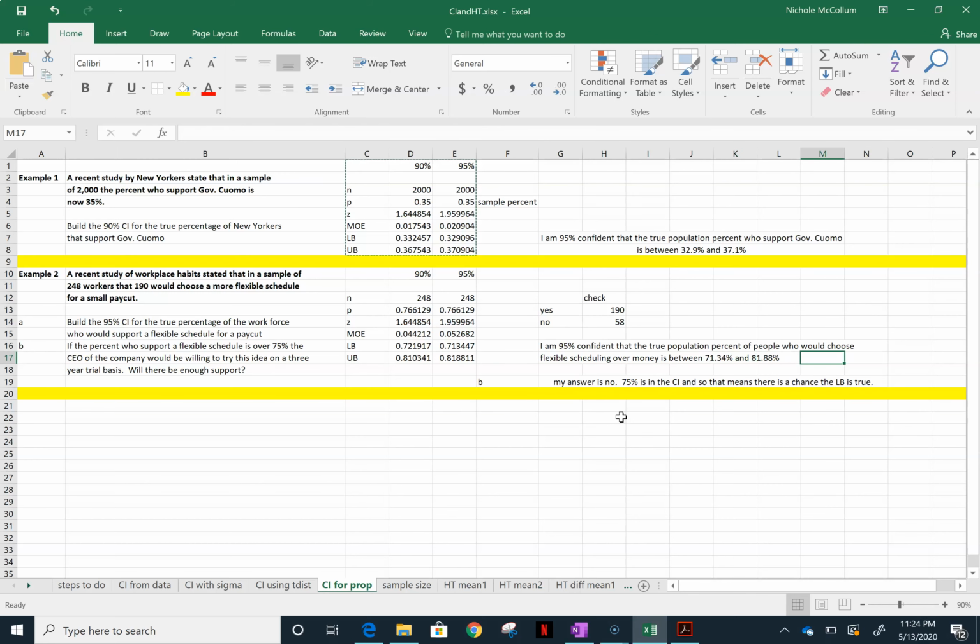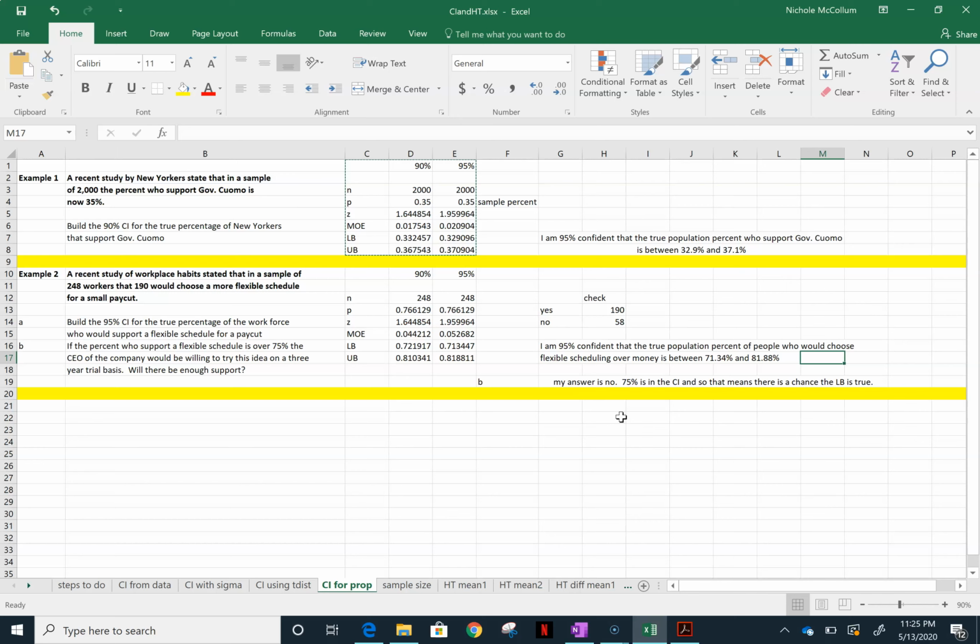71 to 88 is really somewhere between those numbers with 95% confidence. Somewhere between those two numbers is the true percent. If I surveyed every single person in the workplace, it's somewhere between 71 and 88. Not 88, but 81, sorry. 71 and 81. I'm worried about that because it could be as low as 71.34%. It could be as low as the lower bound, and I have no clue where it is. It could be 72%. It could be 73%. All of these numbers are less than 75%.